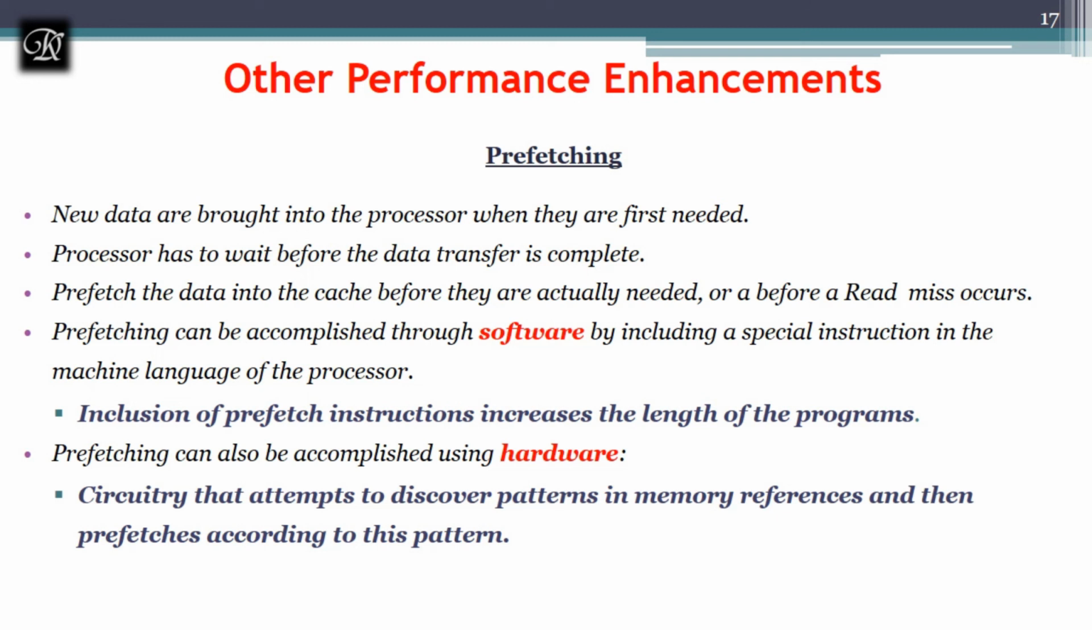Prefetching can be accomplished through software, with software coding, or else we can use hardware. Inclusion of a prefetch instruction increases the length of the program. Prefetching can also be accomplished using hardware: a circuit that attempts to discover patterns in memory references and then prefetches according to the pattern. This goes with spatial locality. Before the processor needs it, we should predict and bring it.